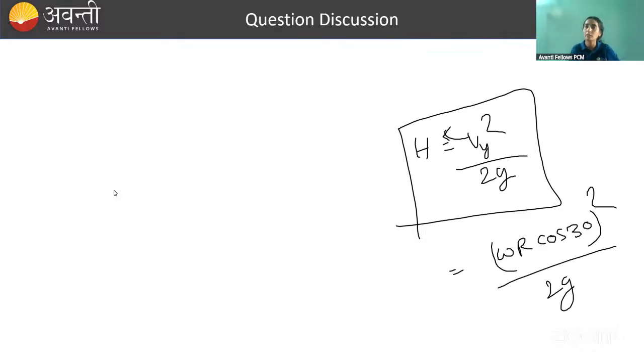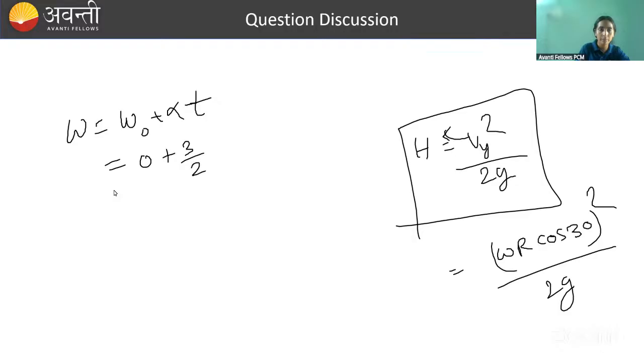Now the question is, omega निकाल लो. तो omega is equal to omega naught plus alpha t. Omega naught is 0, alpha is how much? 3/2 था शायद, नहीं, 2/3 it is. तो let's write it 2/3, and t is root under 5. So omega is this. अब आप इसको यहाँ पे लिख डालो, you will get the answer.